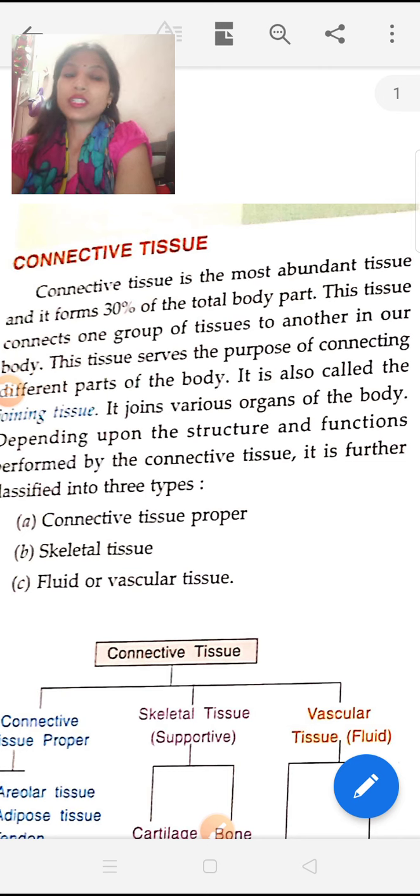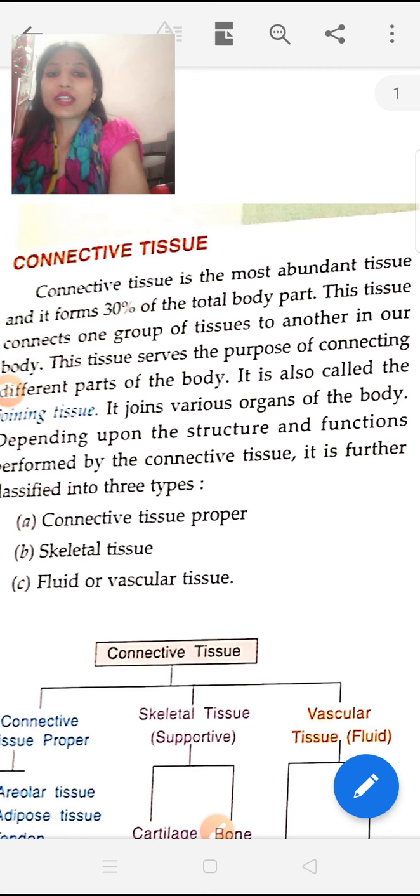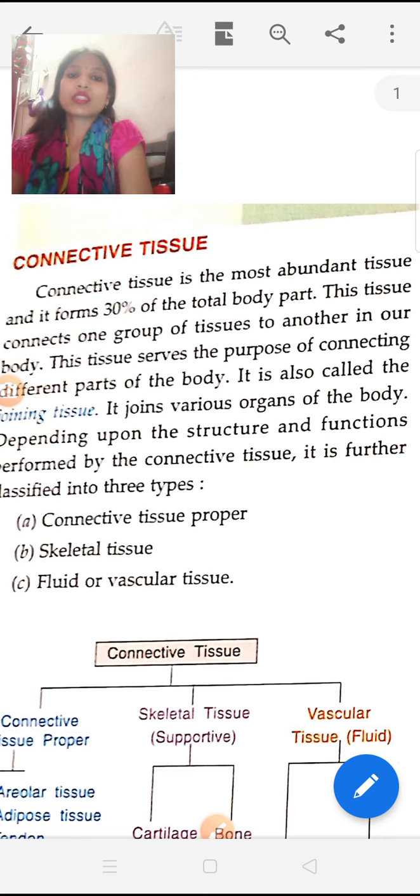As you can see, I am sharing this content, which is your book content. By this you can understand that it forms 30% of the total body and it is the most abundant tissue, which means it is widely distributed in the body. It is found everywhere in our body, right?